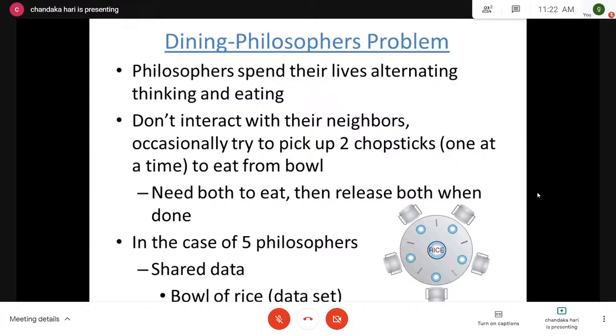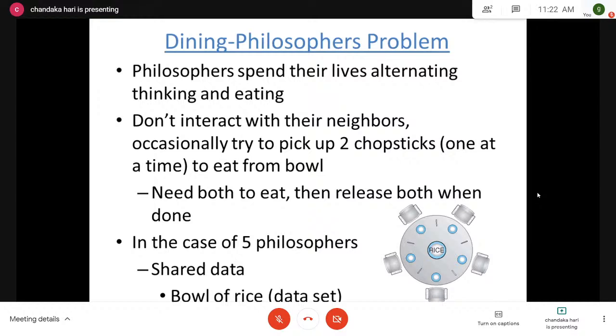So in case they want to pick up the rice and put it in the bowl, what is needed to do that? They need 2 chopsticks. So if everyone is holding 1 chopstick and waiting for another chopstick, the system is going to be in a deadlock state. So a bowl of rice is a data set.